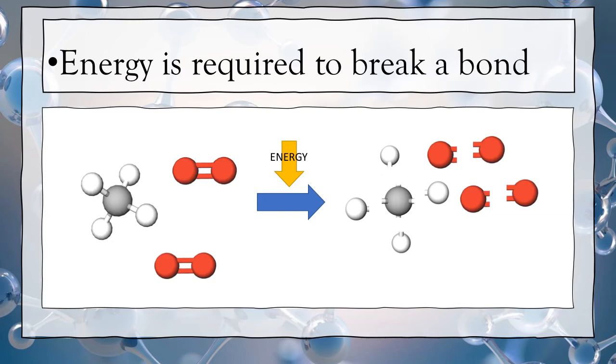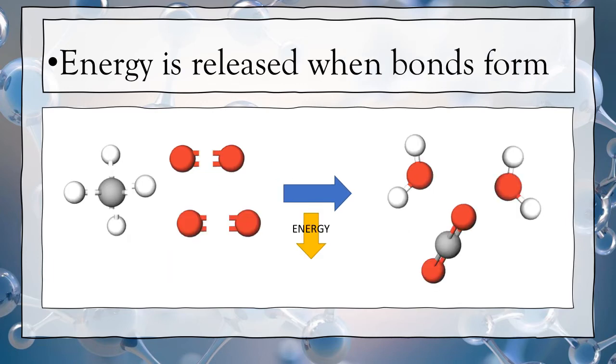They can join and form new combinations. And the only way to break those bonds is to add energy, maybe a ton of energy, maybe just a little bit of energy, but something needs to be added. They have to move enough that they break. So the first part of all chemical reactions is adding energy to break the bonds, and then new bonds are going to form. When those new bonds form, that's going to release energy.